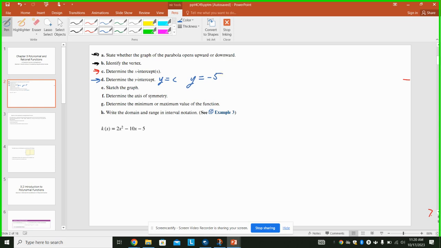Because we know for y-intercepts, x equals 0. So if I plug a 0 into both of these things, they'll both go away, and I'll be left with just a -5. All right, now it says to sketch the graph, which is always our favorite.